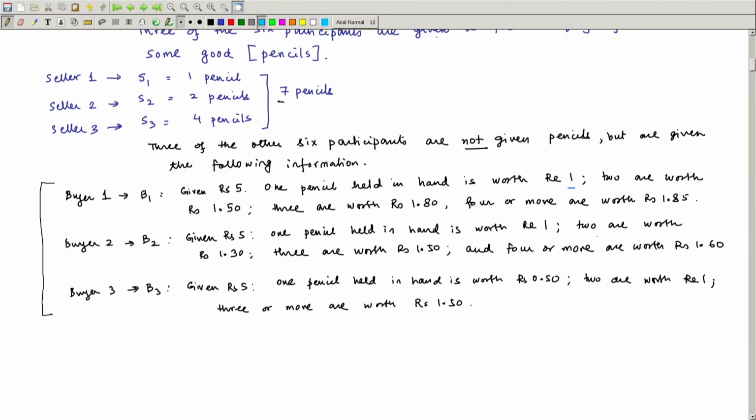For buyer 2, 2 pencils are worth 1.3. So, he pays 0.9 per pencil. So, for 2 pencils he would have paid 1.8, 2 times 0.9. They are worth 1.3. So, his net gain is minus 0.5. So, that is going to be negative. And you can very easily check that even if he were to buy 3, they are worth 1.5, but he would have paid 3 times 0.9, which is 2.7. His net gain is going to be negative when he buys 3 pencils, and the same occurs when he buys 4 or more pencils.